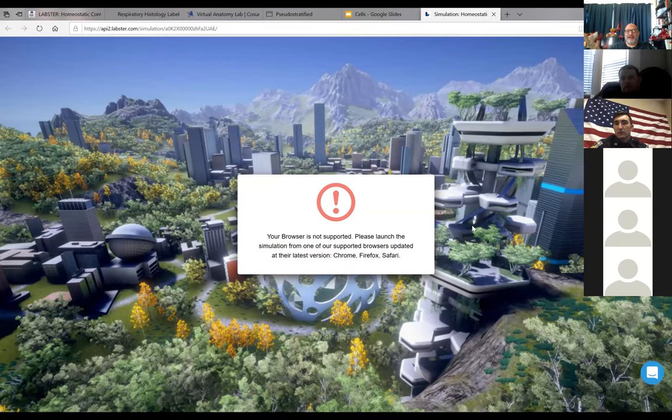What happens is as you do the activities, there are points on it. So it may ask you a question, and if you get the question right, you get 100% of the points for that question. If you get it wrong, then you have the opportunity to answer it again until you get it correct. And each subsequent answer gives you a little bit fewer points.